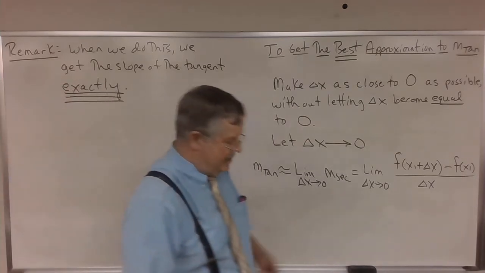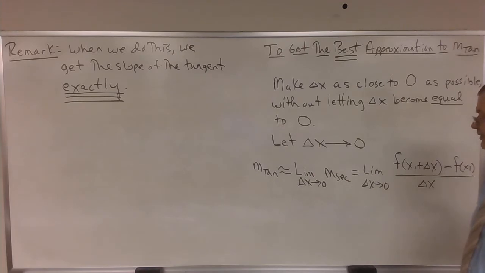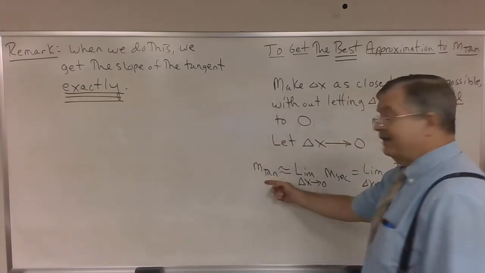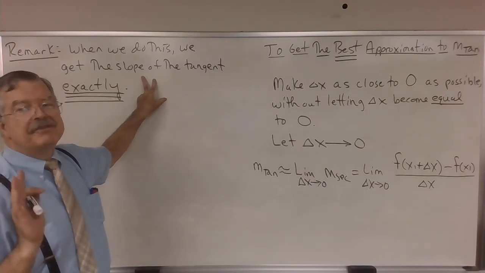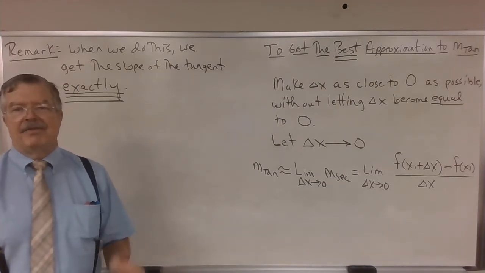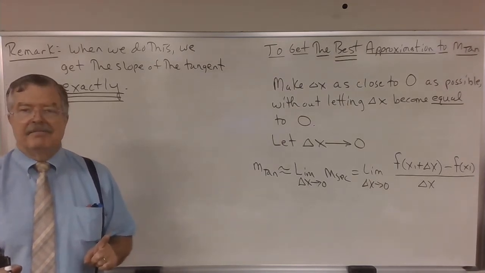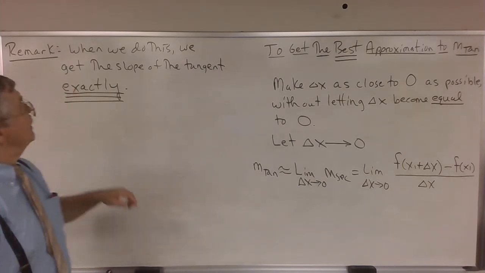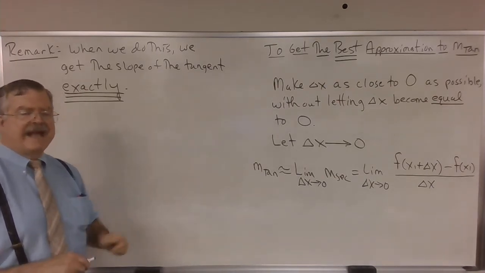Oh my goodness. If we compute the limit of the slope of the secant as delta x goes to 0, not only do we get the best approximation to the slope of the tangent possible, we get the slope of the tangent exactly. Oh, when we went to plan B, we thought we were going to have to settle for an approximation. But because we understand limits now, that's not the case. By going to plan B and computing the limit, we can get the slope of the tangent exactly.